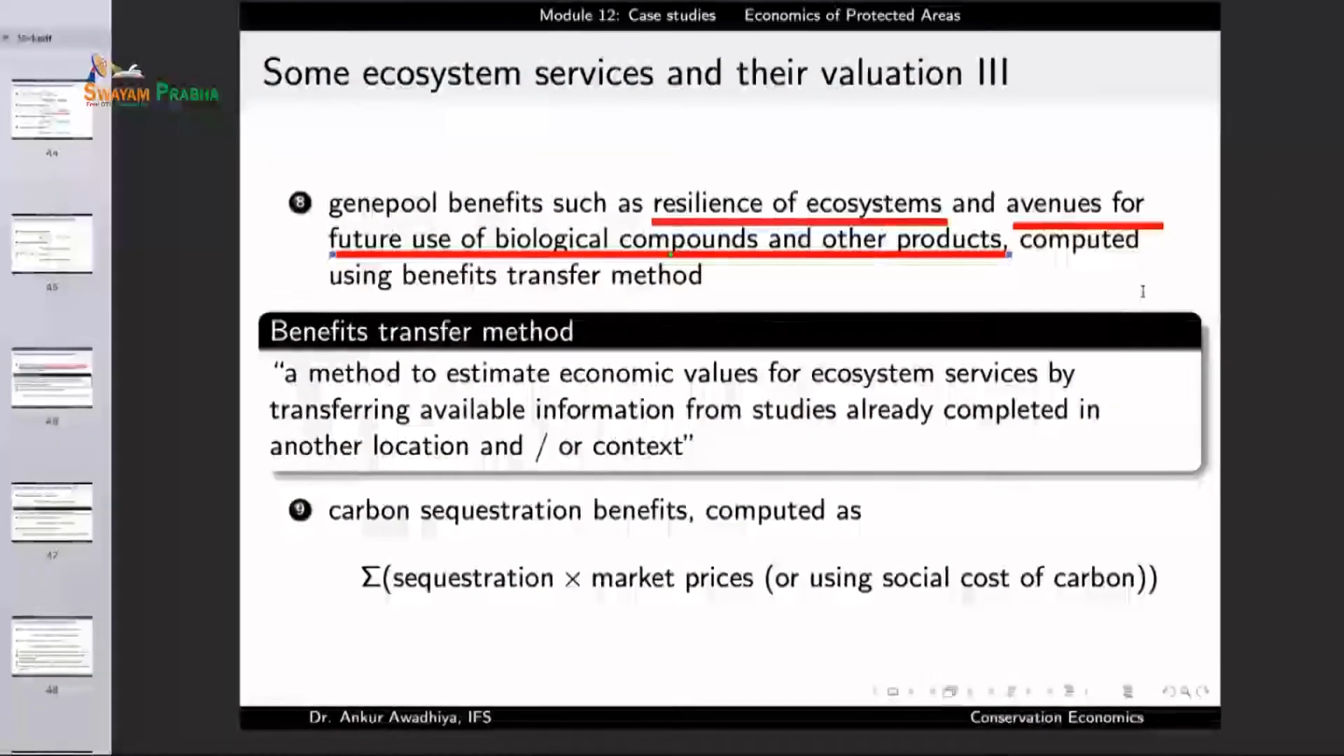So these are gene pool benefits, the benefits that you are getting because you are maintaining a good gene pool and a good biodiversity. Now, these kinds of benefits are computed using the benefits transfer method, which is a method to estimate the economic values for ecosystem services by transferring available information from studies already completed in another location and/or context.